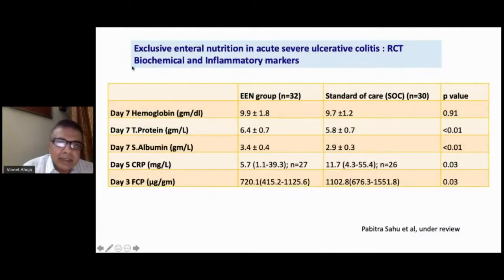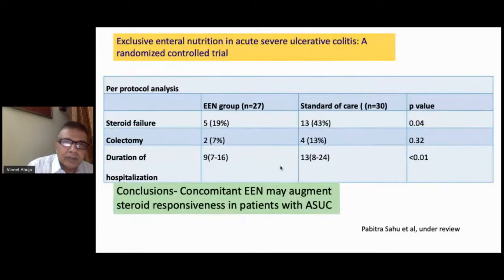So these are the results of biochemical and inflammatory markers. And what it shows is that proteins improved in the exclusive enteral nutrition group. Obviously, they were given good diet. Albumin improved. CRP levels went down. Fecal calprotectin levels went down. They all improved out here, and they went down out here significantly, suggesting that biochemically and inflammatory, there was definitely a very, very good response.